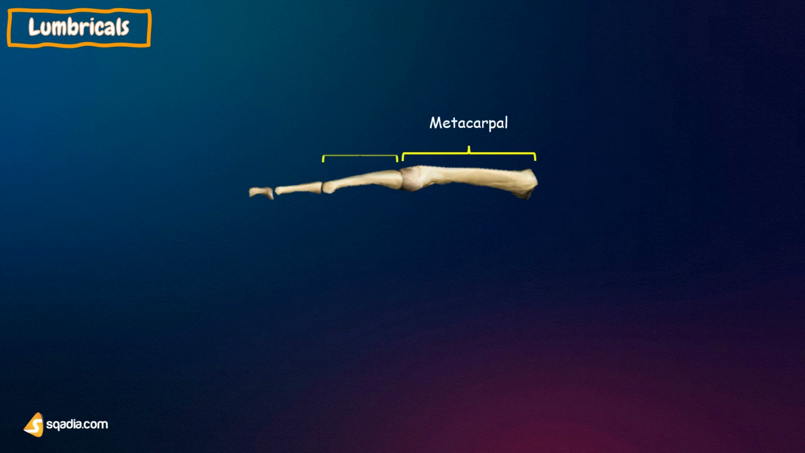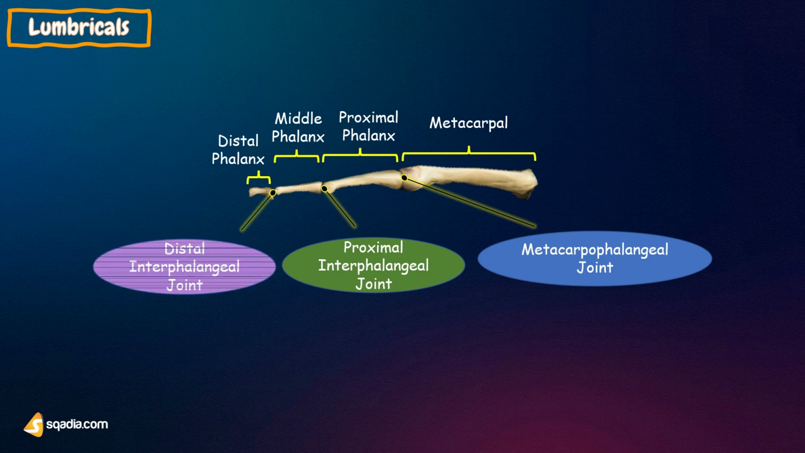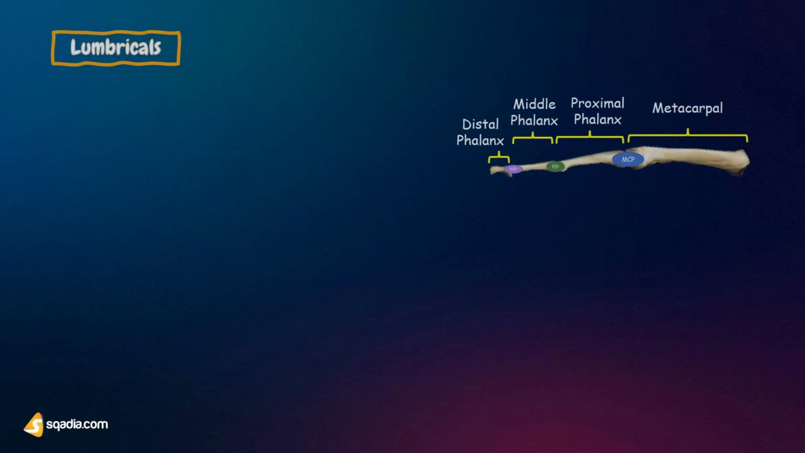If we look at the insertion, it's a bit more complex. To better visualize the insertion of these muscles, let's look at the lateral view of the digits and revise some of the basic concepts. Here we see the metacarpal, proximal phalanx, middle and distal phalanx. Here, between the metacarpal and proximal phalanx, we have the metacarpophalangeal or the MCP joint. Then there is the proximal interphalangeal joint, PIP, and the distal interphalangeal joint or DIP.